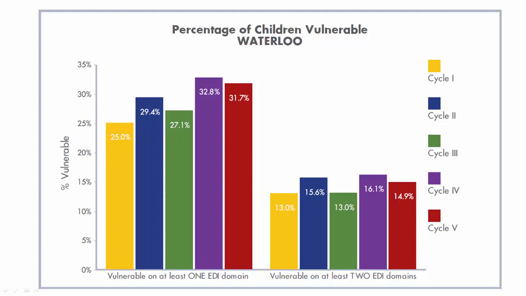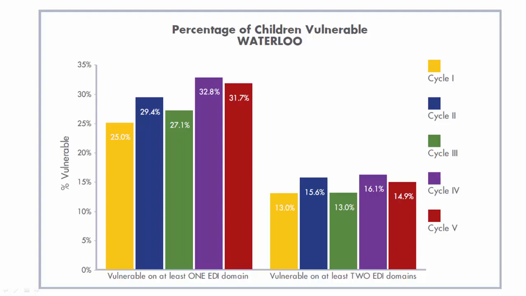The graph on the left shows that the percentage of children vulnerable on at least one domain in Cycle 5 was 31.7%. This is a slight decrease from 32.8% in 2015. This change is a statistically meaningful difference. On the right, you can see that the percentage of children vulnerable on at least 2 domains is 14.9%. This is a meaningful decrease compared to the 16.1% in 2015.